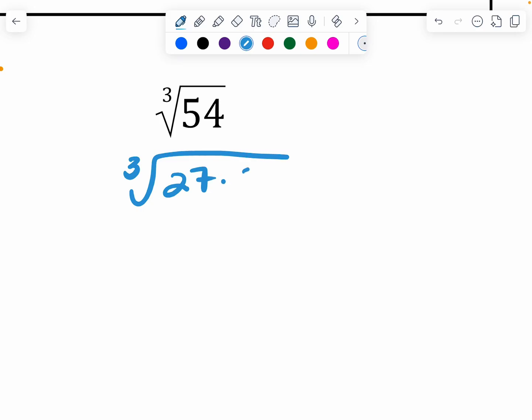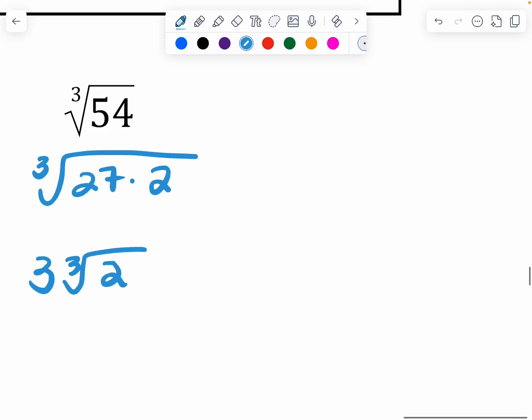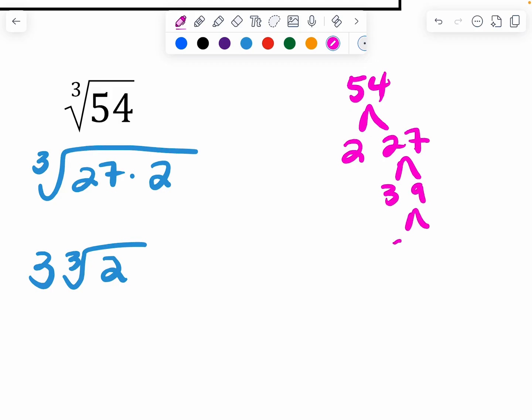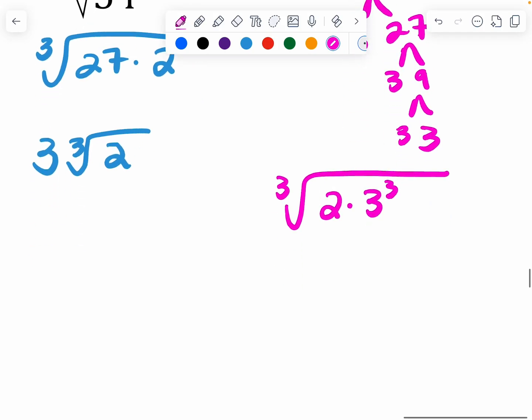27 is a perfect cube times 2. So that would be 3, the 3rd root of 2. Now, if you want to do it the longer way, which is perfectly fine, I know 2 goes into that 27, 3 goes into that 9, 3, 3. So if I had the cubed root of 2 times 3 to the 3rd, you're still going to end up with the same answer. It doesn't matter which of the two ways you do it. Okay?